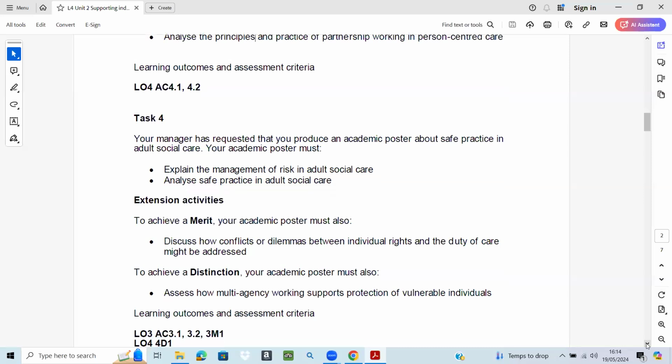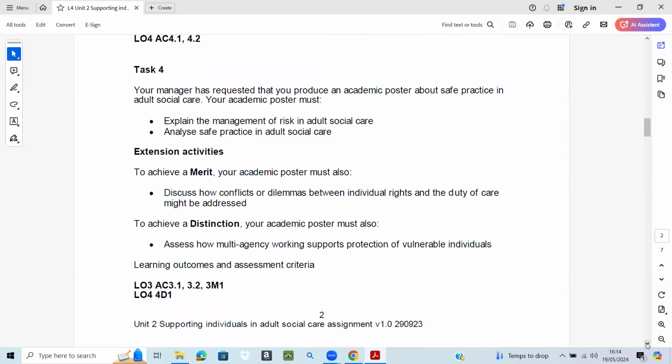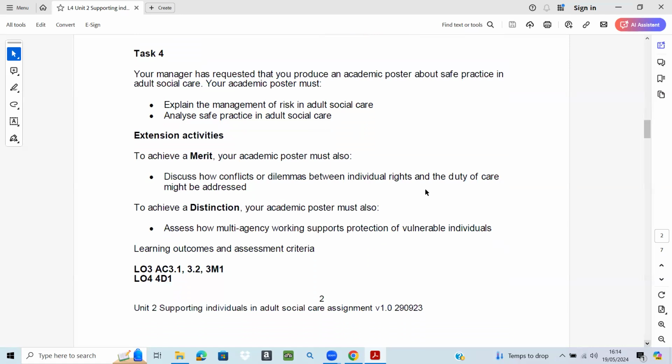Sorry, this would be task 3. Then we have task 4. In task 4, your manager has requested that you produce an academic poster about safe practices in adult social care. So we need to make a poster.